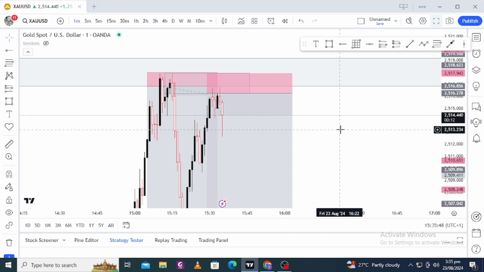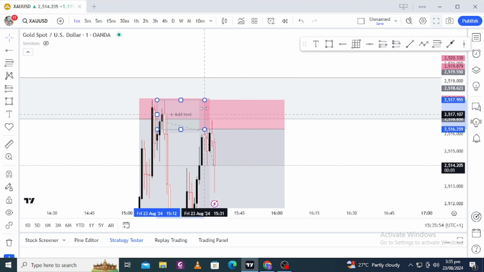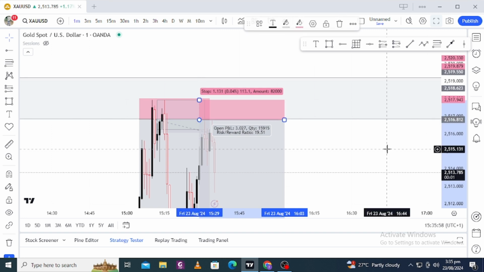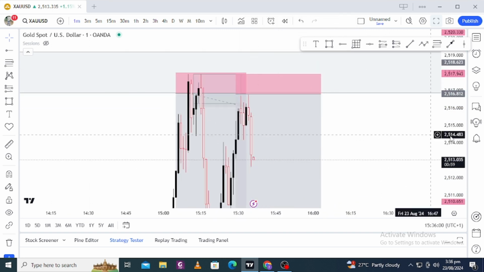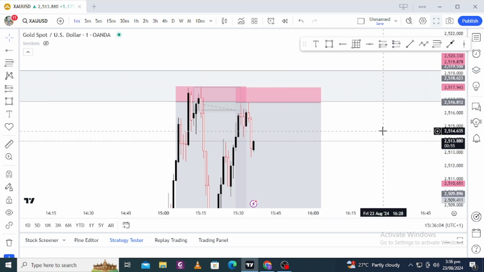Then I'll set the entry. But if price gives me a chance, that means price is going to go above this particular high. I mean this high right here, the last high that price formed. So from 1 ratio, the level is going to be like 1 ratio 19. So I'm going to be setting my entry right here. Then my stop loss is going to be above here.